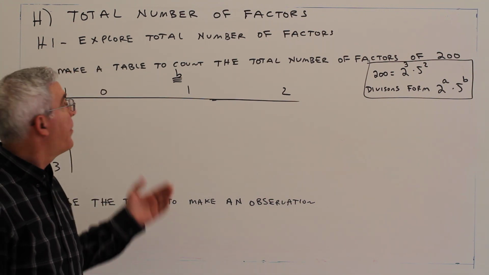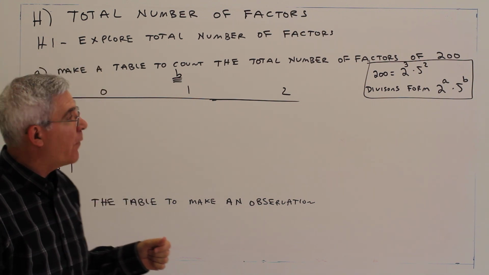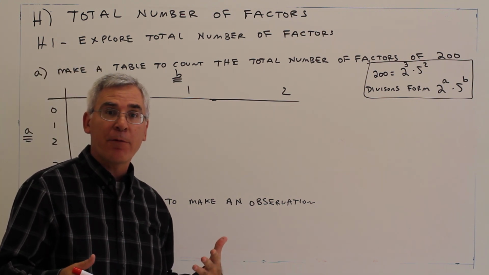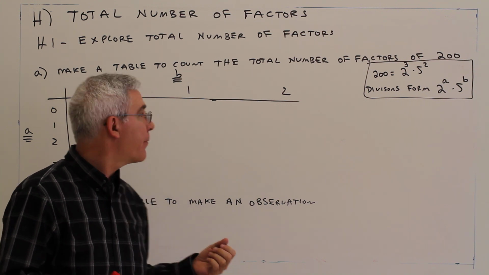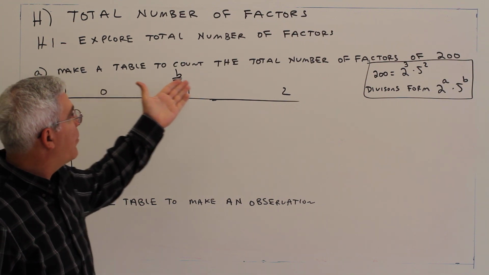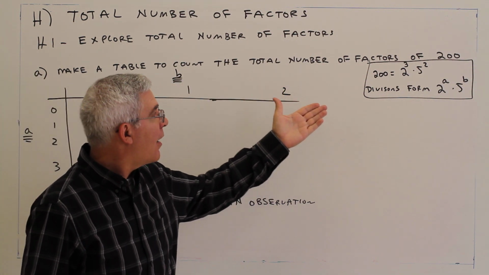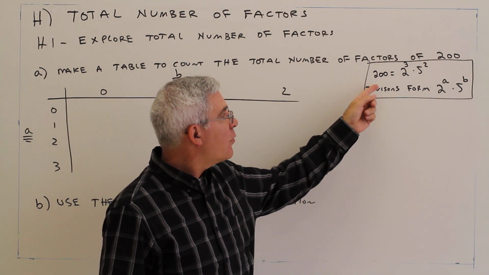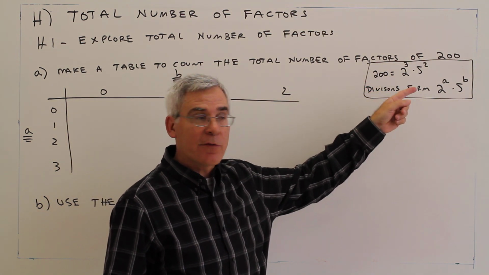Welcome to the next topic, H, total number of factors. In this first video, we'll explore a formula for finding the total number of factors, and in another video, we'll apply it. All right, so here's the problem. Make a table to count the total number of factors of 200. And just to speed things up, the prime factorization of 200 is 2 cubed times 5 squared.